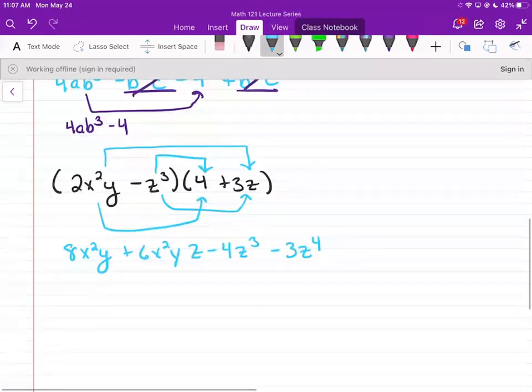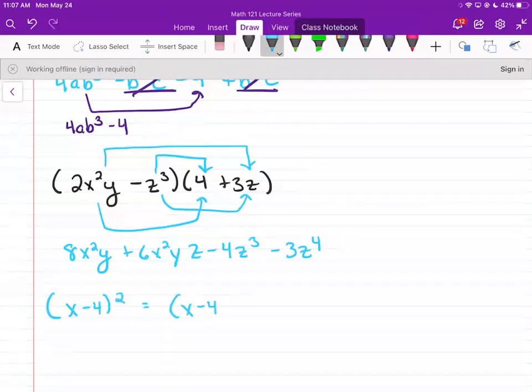Do not let something like this throw you off, x minus 4 squared. Please note that that is just going to become two binomials times each other, which we will then again FOIL.